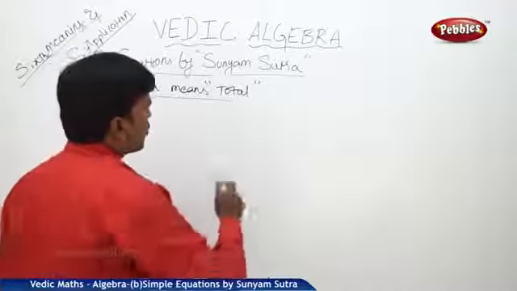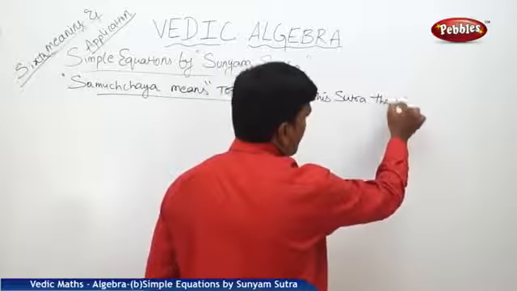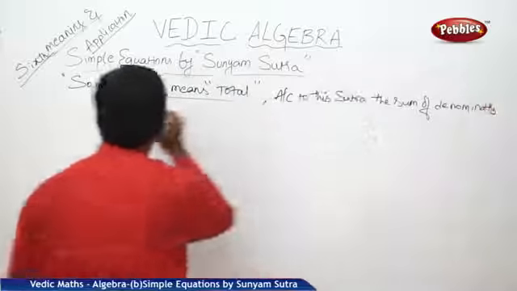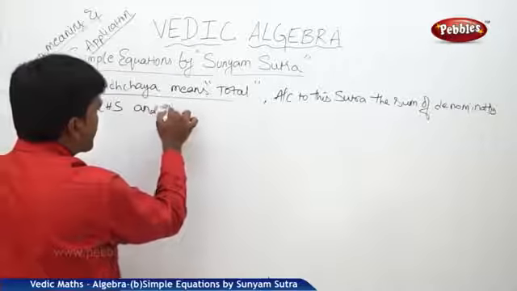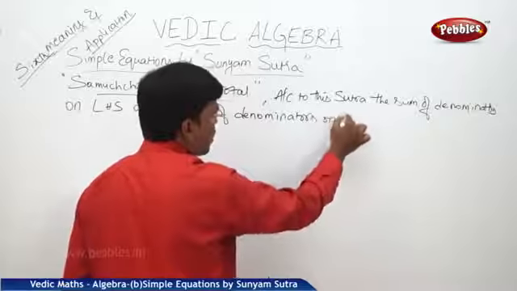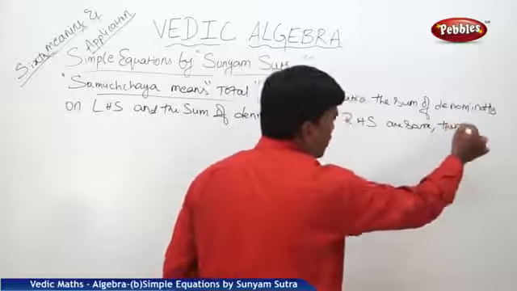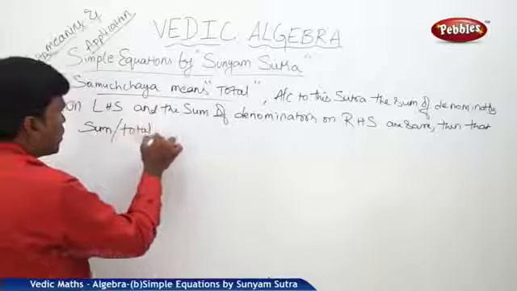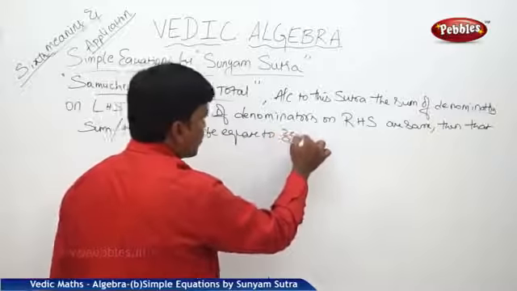Samuchaya means total. According to this sutra, if the sum of denominators on LHS, that is left hand side, and the sum of denominators on RHS are same, then that sum, or what we can say total, should be equated to 0 to get the solution.